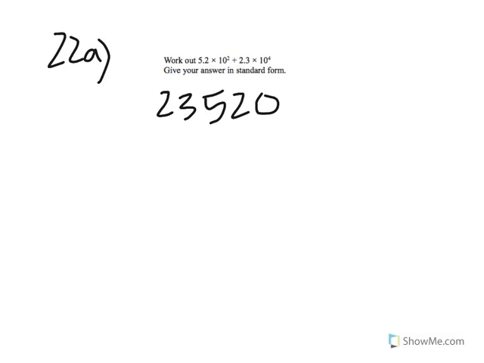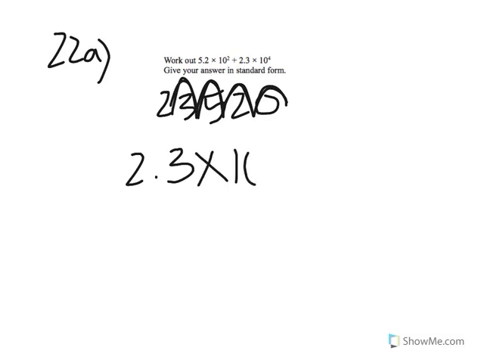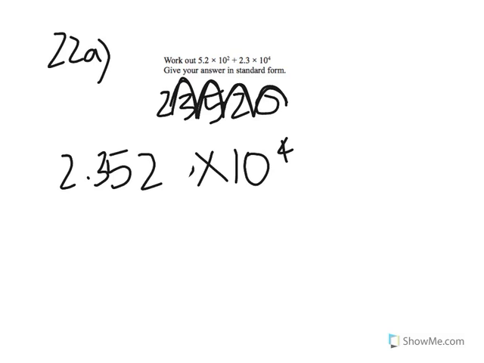So in order to put it in standard form, you have to make sure there's one digit before the decimal point, and it should be a single digit between 0 and 10. So it becomes 2.3, and you've moved 1, 2, 3, 4 places, so it's into 10 to the power of 4. And sorry, it's not 2.3 only, it's 2.352 into 10 to the power of 4.